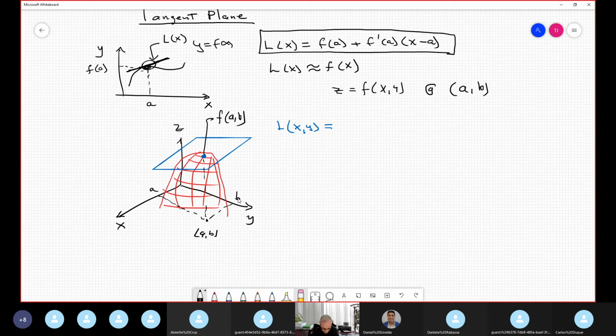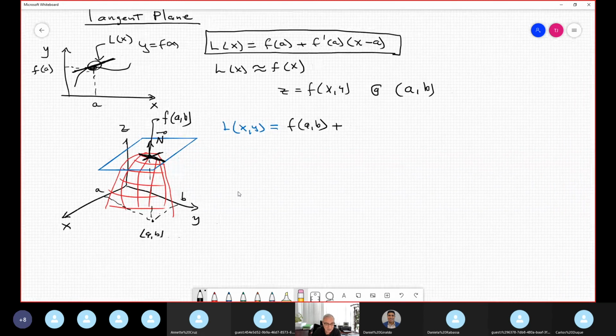It's very similar to this, except that we have the function evaluated at a, b plus, in this case, two derivatives in the x direction and the y direction, which determine two vectors, and the cross product of these vectors gives me a normal vector. And that is the normal vector I use to define the plane. I don't want to prove this in detail because it's very straightforward.